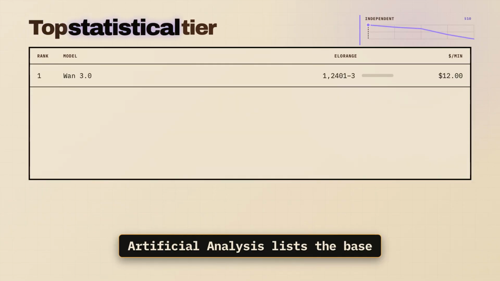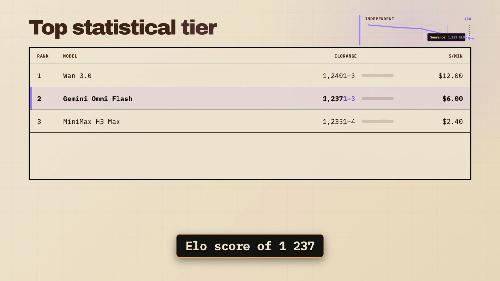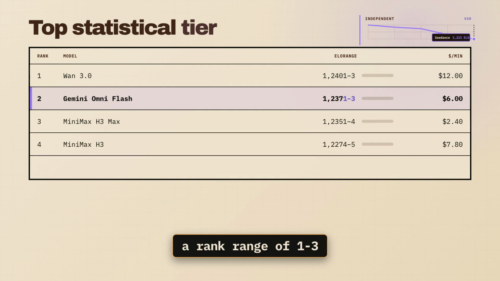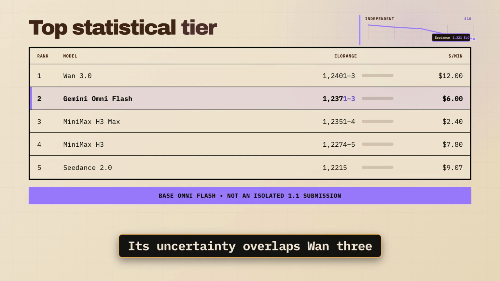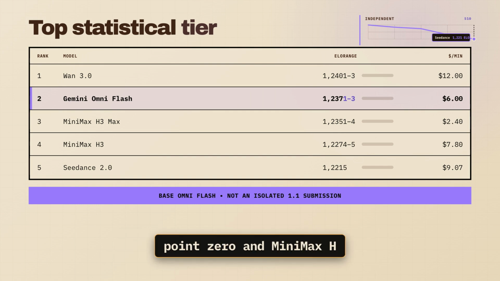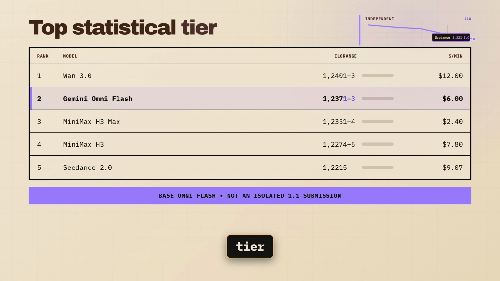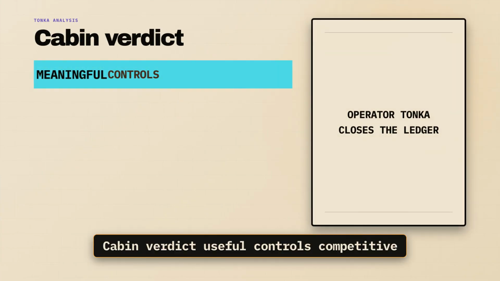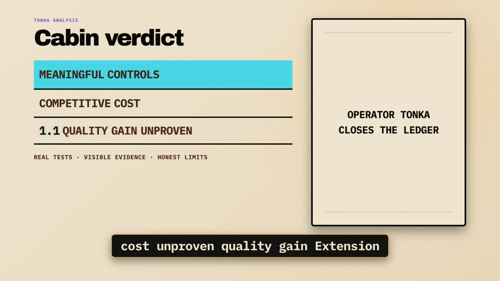Artificial Analysis lists the base Gemini Omni Flash at an Elo score of 1,237, a rank range of 1 through 3, and $6 per minute. Its uncertainty overlaps Wan 3.0 and Minimax Hailuo 3 Max. This is not a separate version 1.1 test. The honest label is top statistical tier. Verdict: useful controls, competitive cost, unproven quality gain.